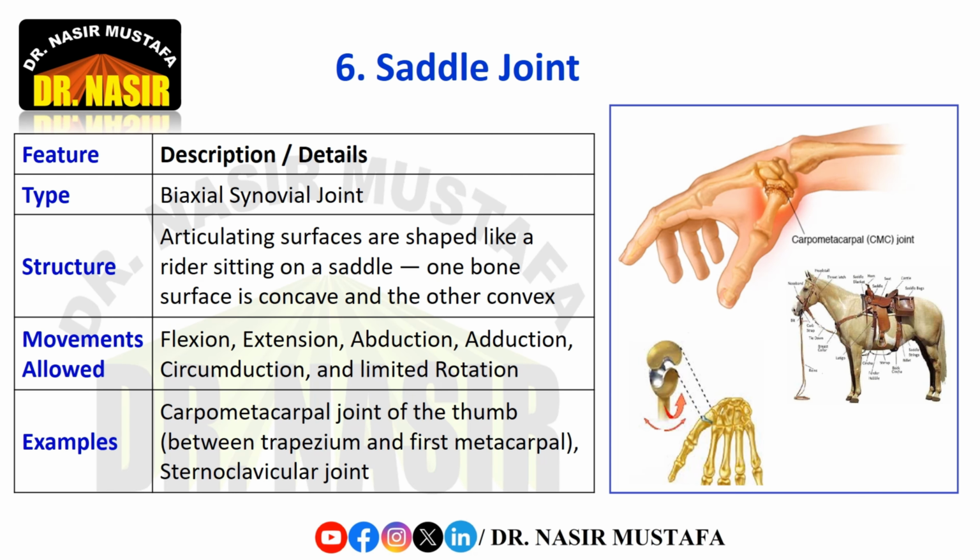The saddle joint is a biaxial synovial joint. Its articulating surfaces resemble a rider sitting on a saddle, with one surface being concave and the other convex. This unique structure allows a variety of movements, including flexion, extension, abduction, adduction, circumduction, and limited rotation. Notable examples of saddle joints include the carpometacarpal joint of the thumb, located between the trapezium and the first metacarpal, as well as the sternoclavicular joint.